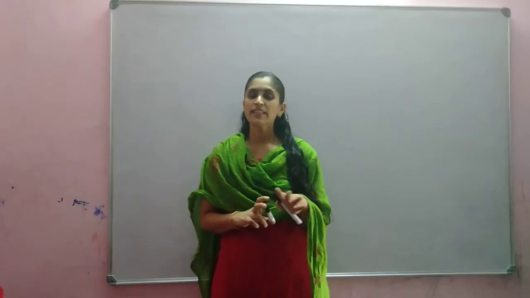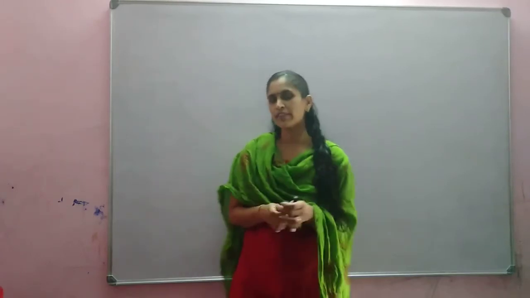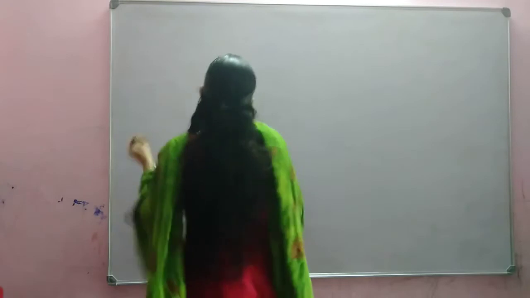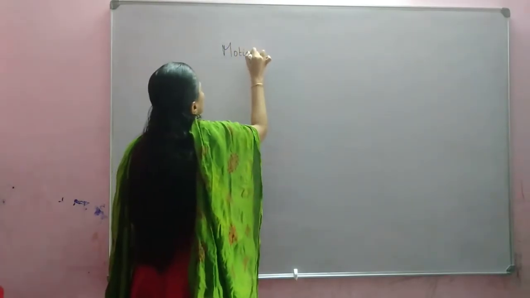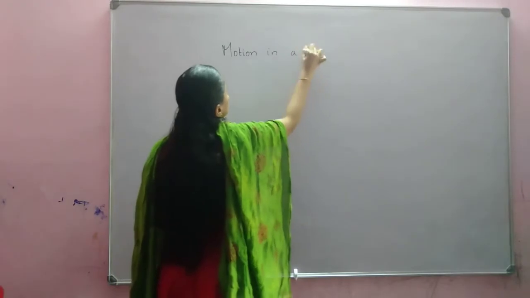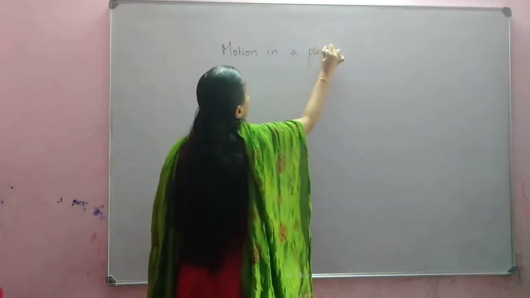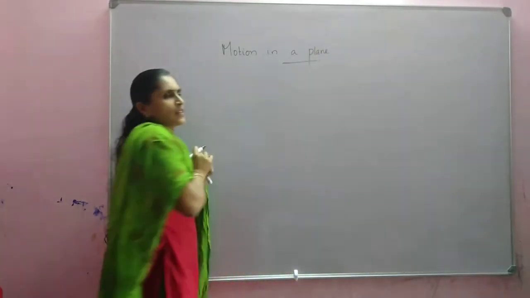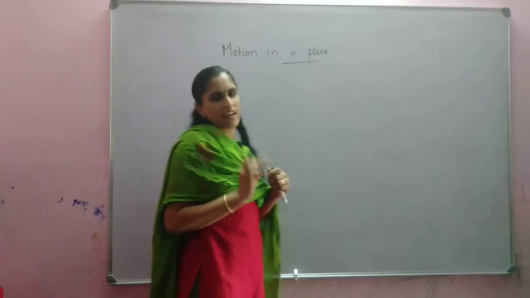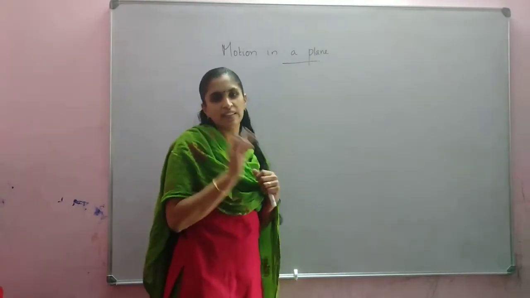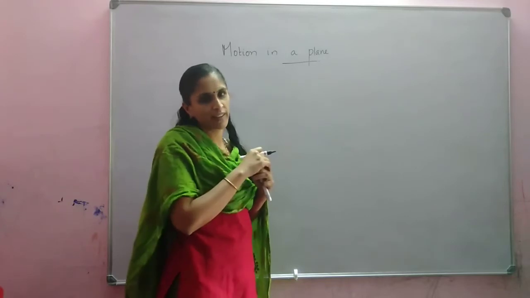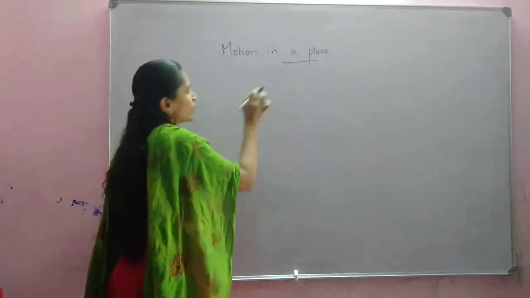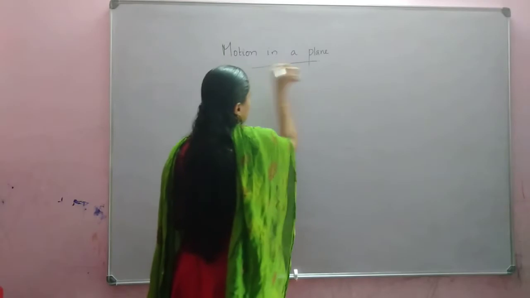In the last video, we discussed vector product. So here we are going to discuss motion in a plane. In the previous chapter, we discussed motion of an object in a straight line. When an object is moving in a straight line, what will happen to velocity, acceleration, everything we discussed.